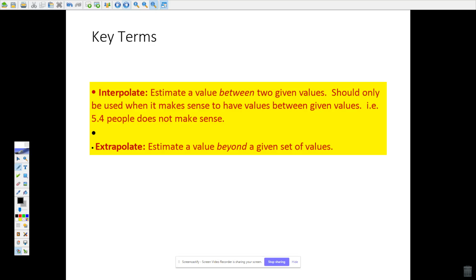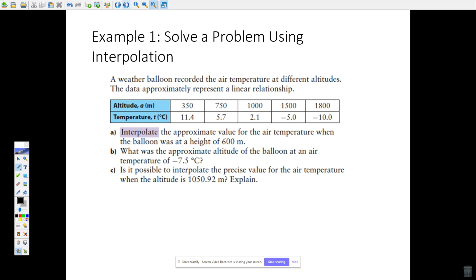There are two key terms we need to know. The first is interpolation. That is where you estimate a value between two given values. So this is looking inside of a graph between 2 points to try to find an answer. Extrapolate is the opposite. That's where you estimate a value beyond a given set of values. You'll see what this means here in a moment.